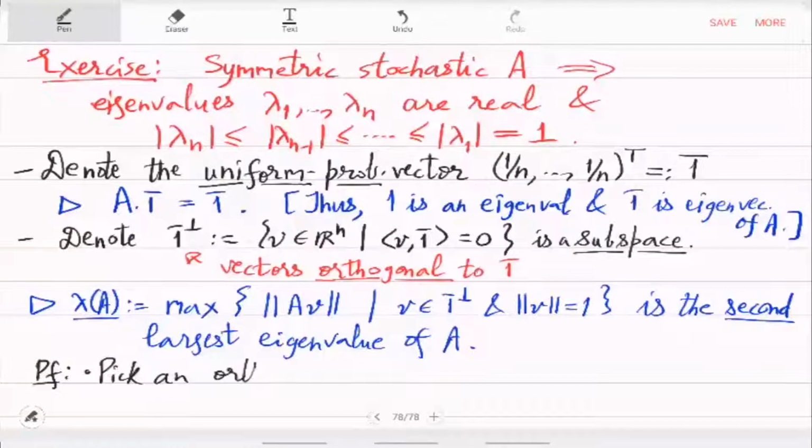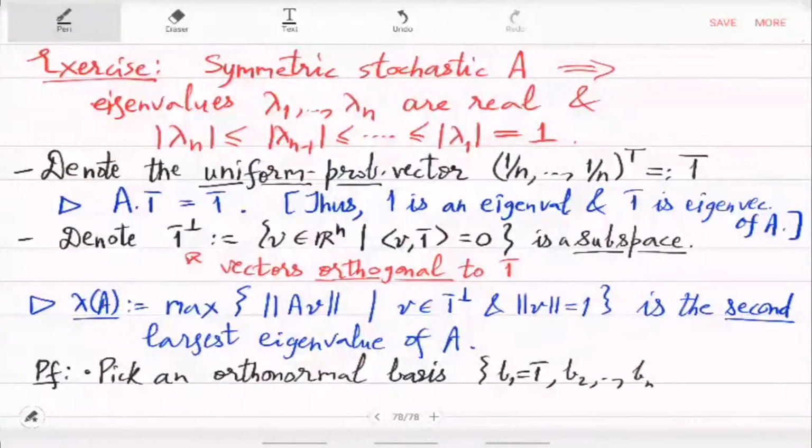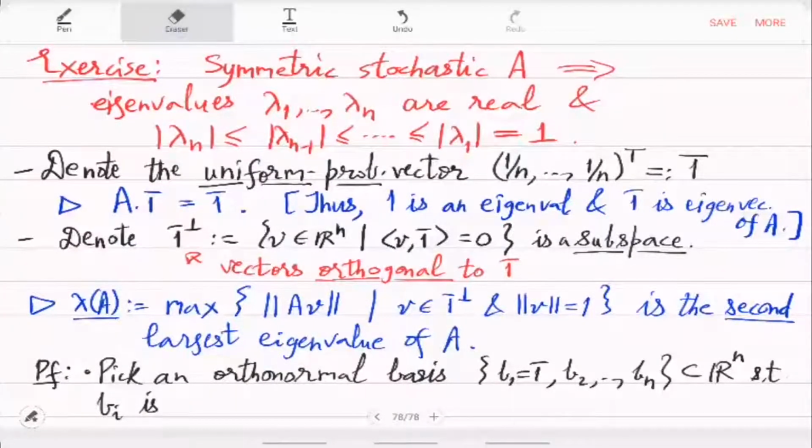So, pick an orthonormal basis. Let us take B1 to be 1 bar, because that is an eigenvector of A, and then you take B2 and Bn. So, orthonormal basis B1 to Bn such that this is a basis of R to the n. Basically, we are picking n linearly independent vectors, real vectors.